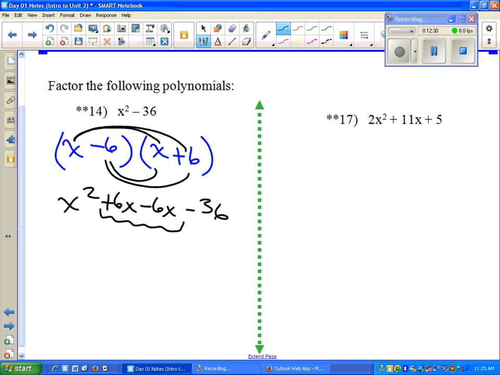It's called a difference of squares. You square root them both. The first one minus the second one, the first one plus the second one. It's always going to fit that pattern.